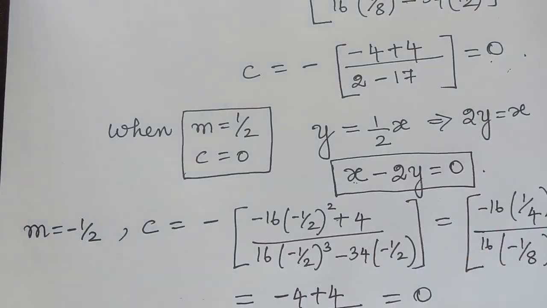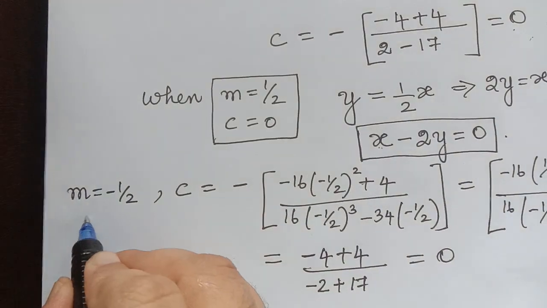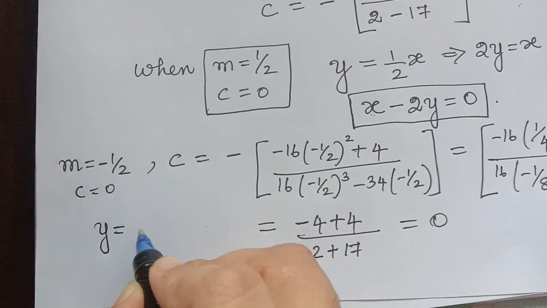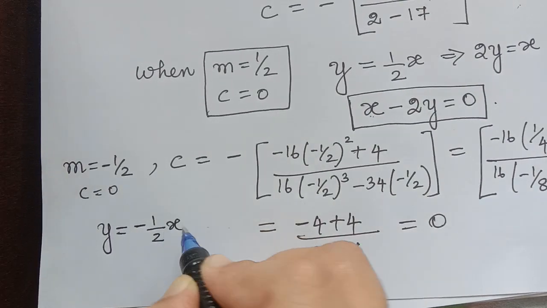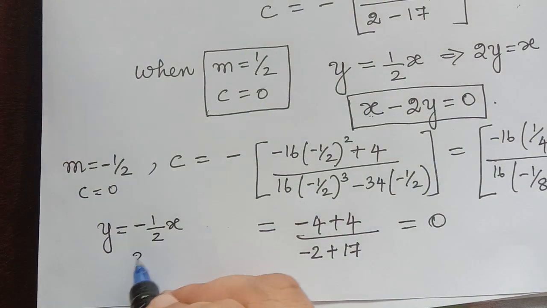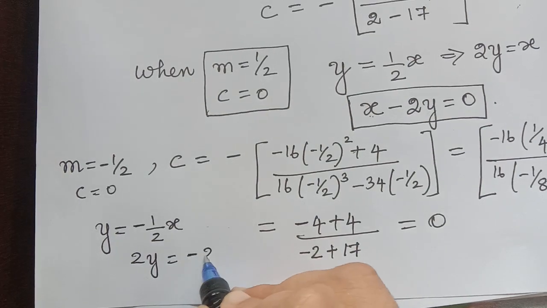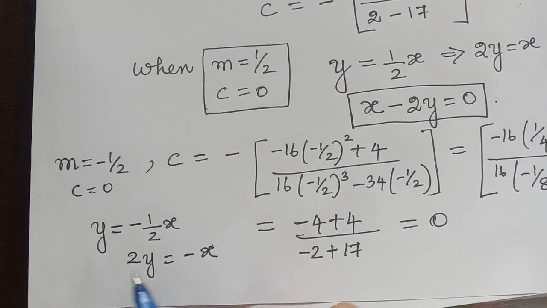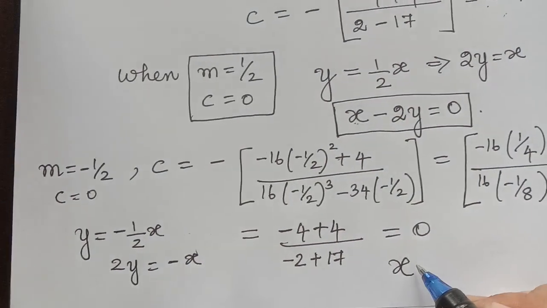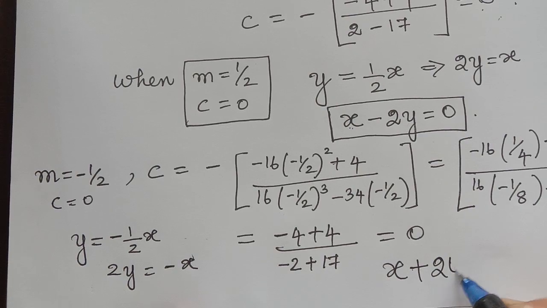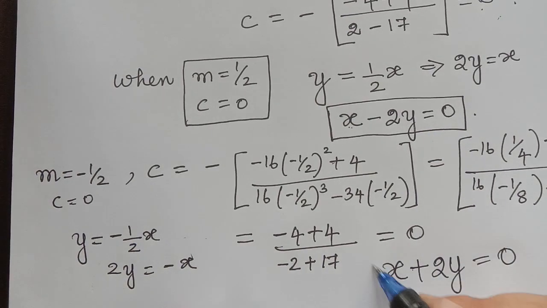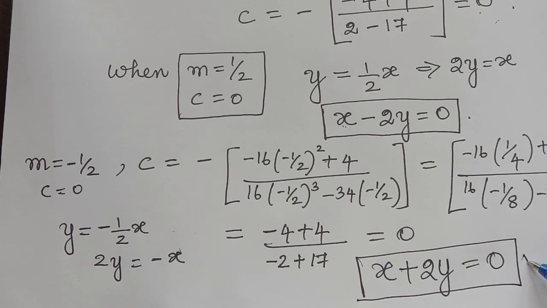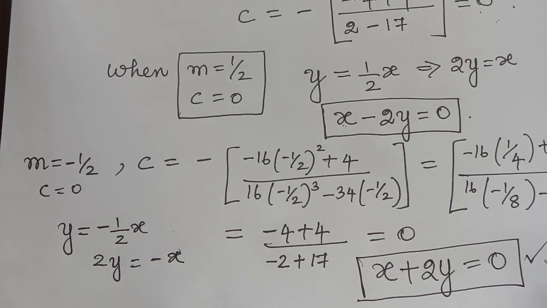And so, what will be the equation of the asymptote? So, the c is 0. So, the equation of the asymptote will be y is equal to minus 1 by 2x. So, mx plus c. Anyway, it is 0. So, 2y is equal to minus x. I told you always to keep x as positive. So, bring it to the left hand side. And so, finally, the equation of the fourth asymptote will be x plus 2y is equal to 0. So, this is the equation of the fourth asymptote. So, we have found all the four asymptotes, which is part 1 of the solution.